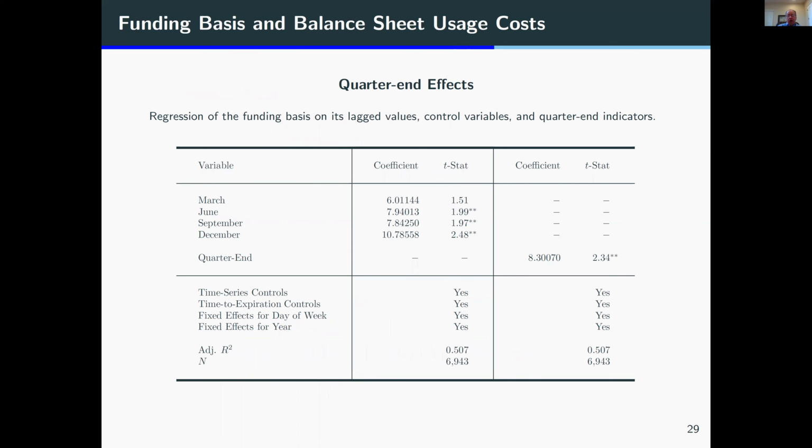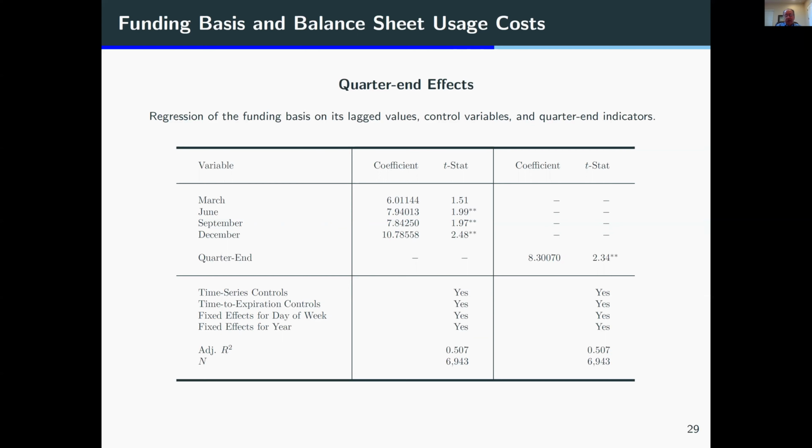Okay, so here's the part where I'm going to try to argue that this is not just a number we pulled out of the air. This actually has something to do with balance sheet usage costs. The first analysis that we're going to do is follow Tepper and Verdellen and see if this basis has anything to do with some exogenous event like the end of a quarter or the end of the year. In theory, if it's related to balance sheets, and if intermediaries really do care about window dressing their balance sheets at the end of the year, which they certainly do.